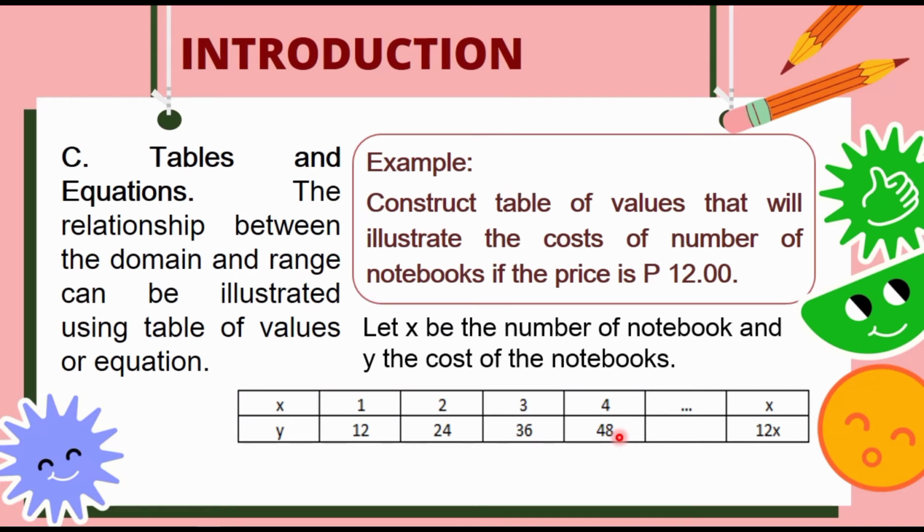And then, for our representation, it becomes 12x, because 12 times the number of notebooks, 12 pesos times x. So, 12x. Now, what will be our equation? Our equation will be y is equal to 12x. Why 12x? That is the total cost of the notebooks. How much ang ating notebook per piece? 12. Ano ang representation ng number of notebook? X. So, y is equal to 12x. Ganito lang po ang paggawa ng ating equation.